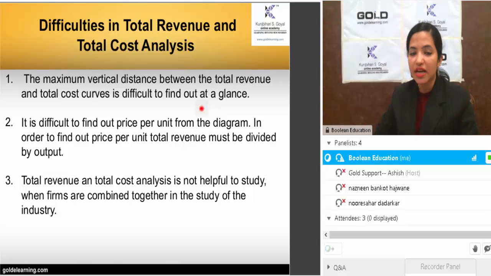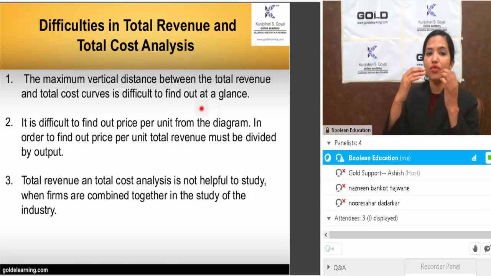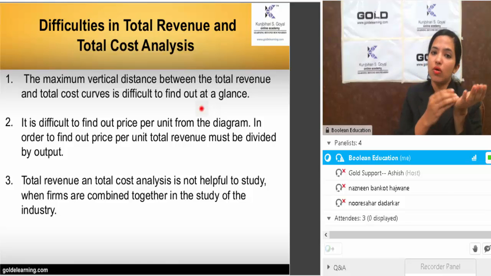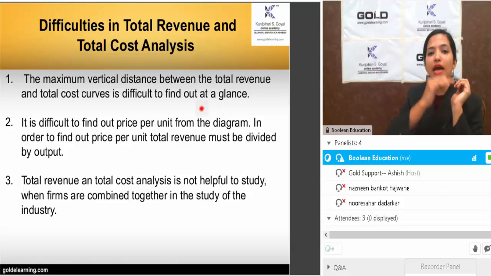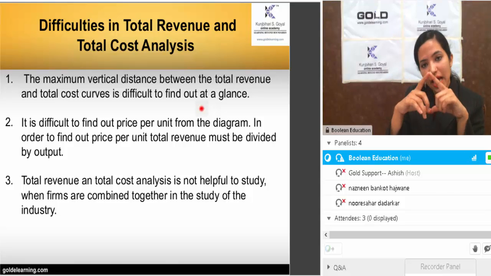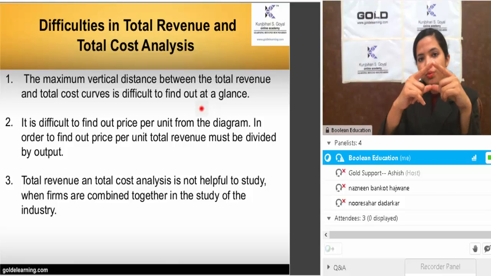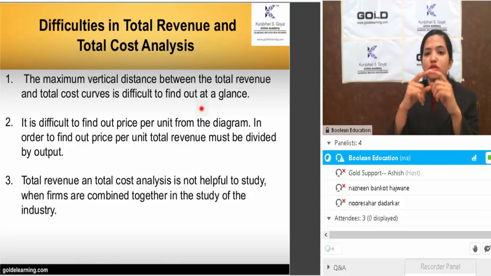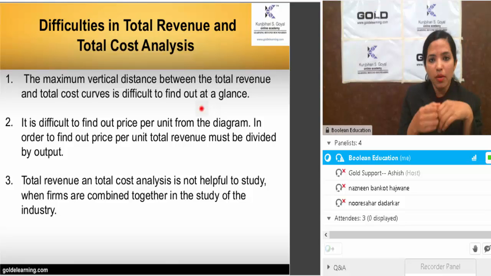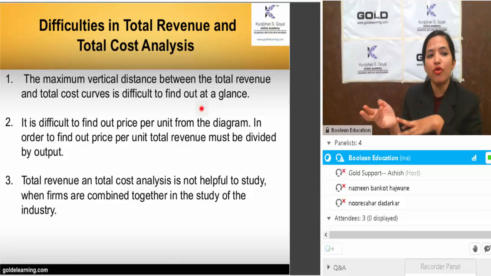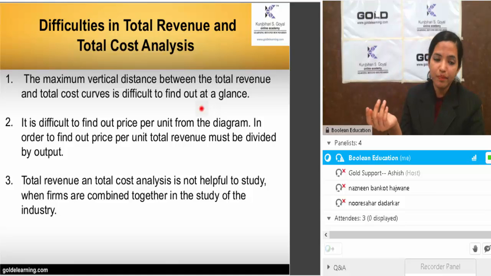So, difficulties in total revenue and total cost analysis. Whenever you want to find out the profit which a firm is making, you have to consider total revenue and total cost. And in both monopoly and perfect competition market situations, we can draw diagrams and point out exactly that this much is the profit for monopoly, this much is the profit for perfect competition. You have obviously seen that in perfect competition the conditions and chances of making profit are fewer, whereas in monopoly the chances of earning profit are obviously higher.